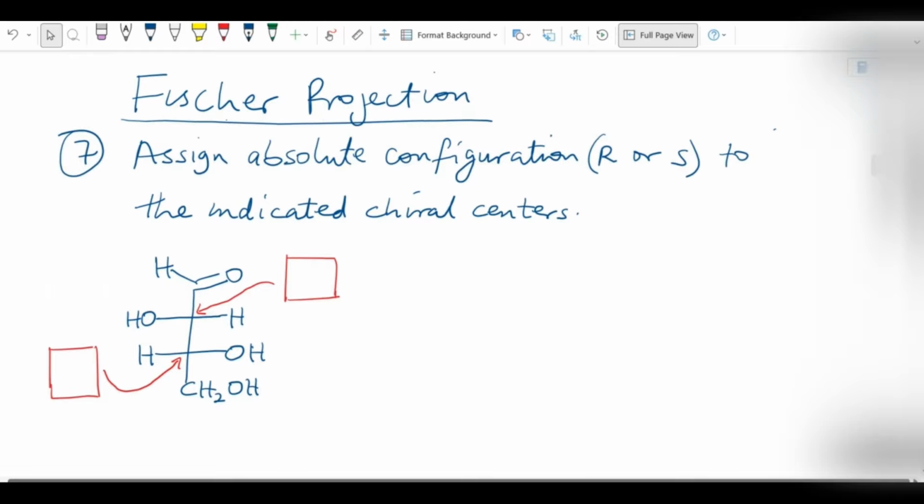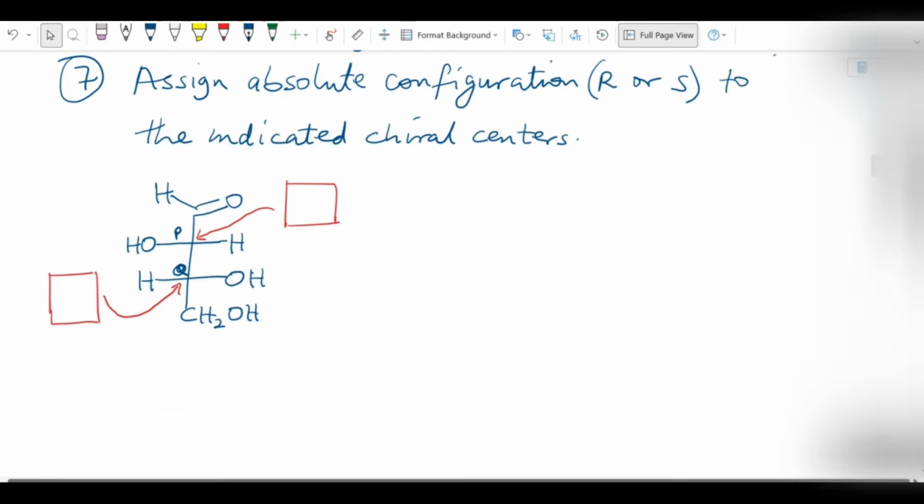This section is about Fischer projection. And here we're asked to assign R or S absolute configuration to these chiral centers. So let's call the first chiral center P, and let's call this one Q. Now to solve this problem, we will need to first of all assign priority numbers.